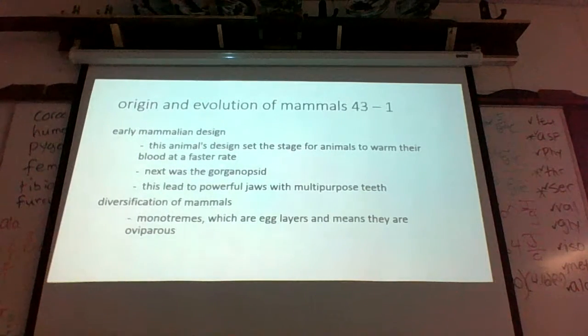But especially with this one, like we had discussed, the Gorgonopsid had these powerful jaws with multiple teeth, and that's very evident in many of the large carnivores that we refer to today. Anything from the bear family to the cat family would have characteristics very much in common with what we see here with the Gorgonopsid.